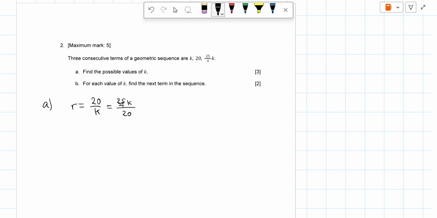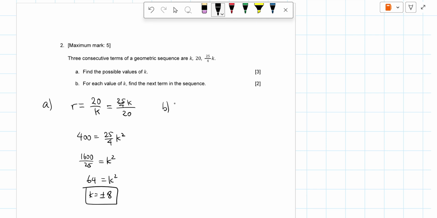At this point, we have an equation. We have 20 over k is equal to (25/4)k divided by 20. So let's solve this equation. I can use cross multiplication to get 400 is equal to 25/4 k squared. I can multiply both sides by 4, or multiply by 4 divided by 25. I think I get 1600 divided by 25 equals k squared. And 1600 divided by 25 will be 64 equals k squared. Then we get k equals plus minus 8. Make sure that we know that we have possible plus minus values at this point.